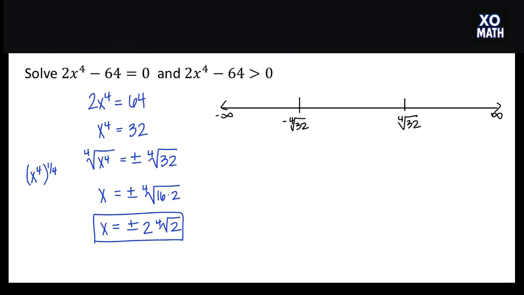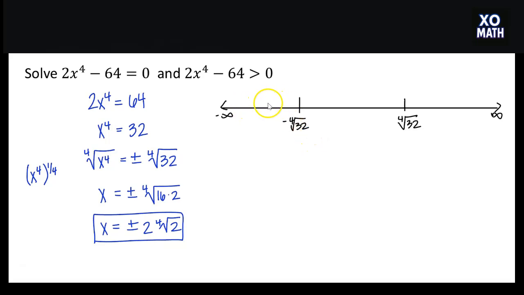Here is my number line of the domain, negative infinity to infinity, and I went ahead and plotted my zeros that we found from solving the equation. So I have positive the fourth root of 32 and negative the fourth root of 32. And that creates 3 separate intervals. So 1, 2, 3. And I want to test what happens over each interval.